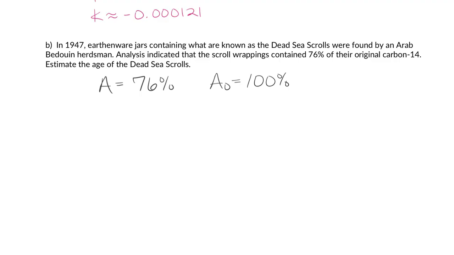So if we fill in our formula with this amount left over and this initial value, we have everything we need to solve for the time. We would have 0.76 equal to 1.00 times e to the negative 0.000121 times t. Make sure you don't accidentally move that decimal place. There's 3 zeros and then 121. We would divide by 1 on both sides, which doesn't do anything.